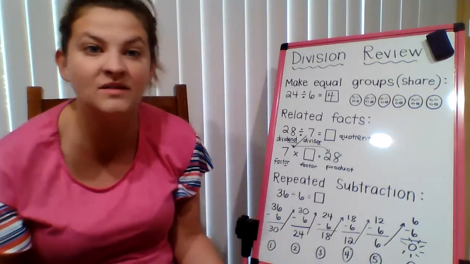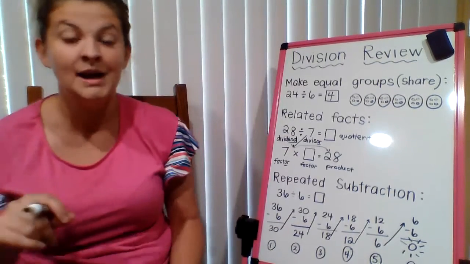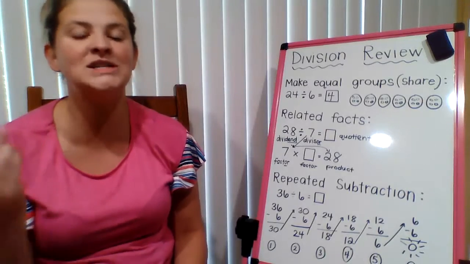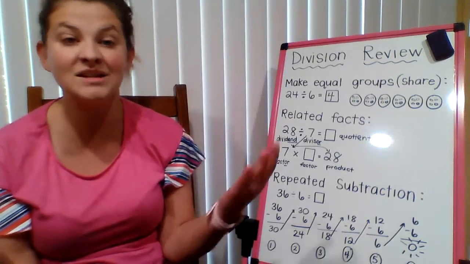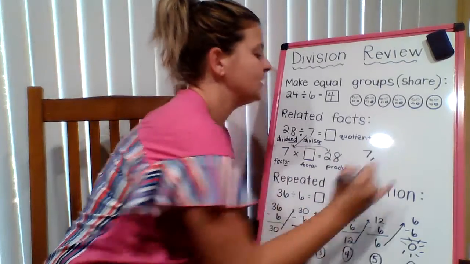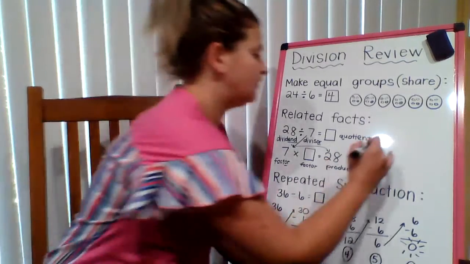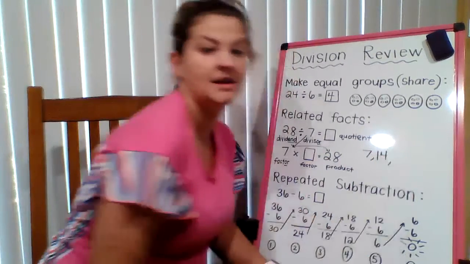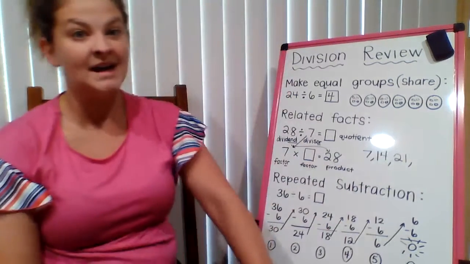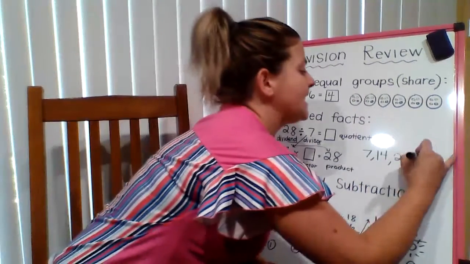So maybe you don't see division very well. Maybe you're like, I'm not very good at it. But you do know how to skip count by sevens, which is how you learned how to multiply. That's a great strategy. Let's do it. 7. Do we know what comes after 7? 14. Next is 21. And then we have 28.